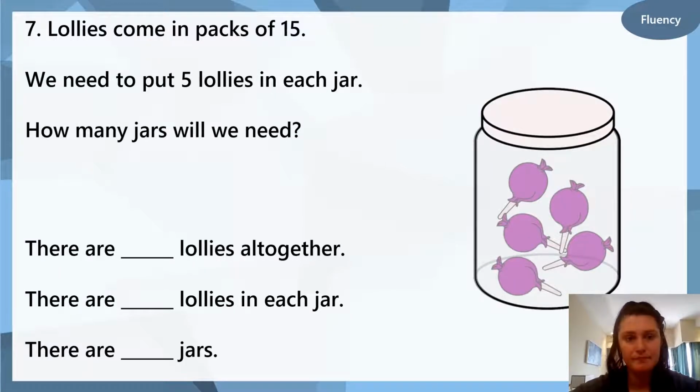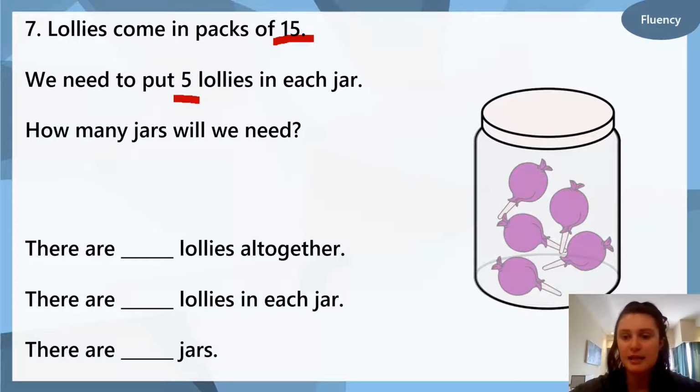Question 7. Lollies come in packs of 15. We need to put 5 lollies in each jar. How many jars will we need? So let's have a look. There are lollies altogether. That's in our question. We have how many lollies altogether? Very good, 15.